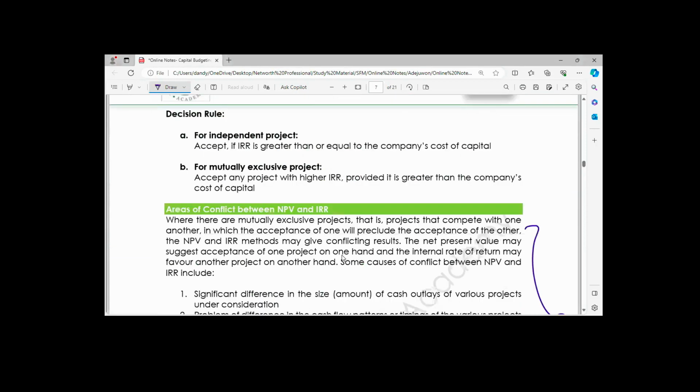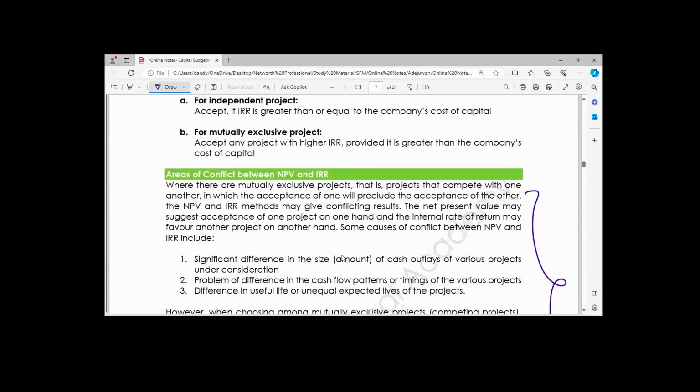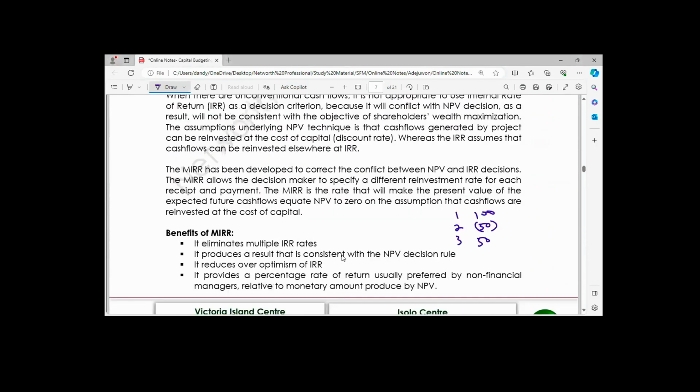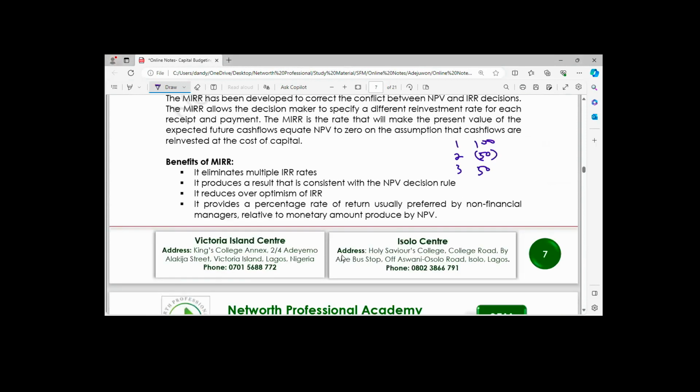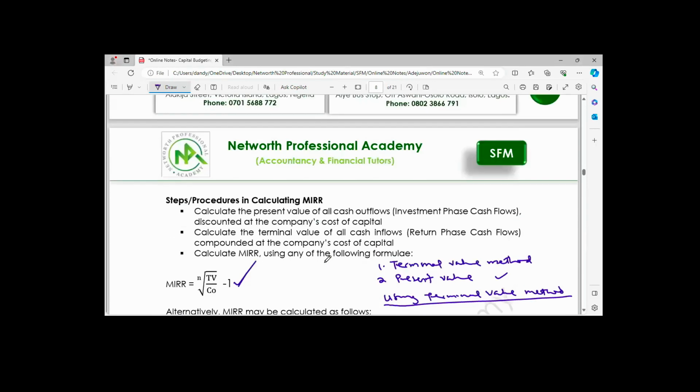Okay? So we just finished the modified internal rate of return explanation. Please go ahead and read the advantages of modified internal rate of return. All right?